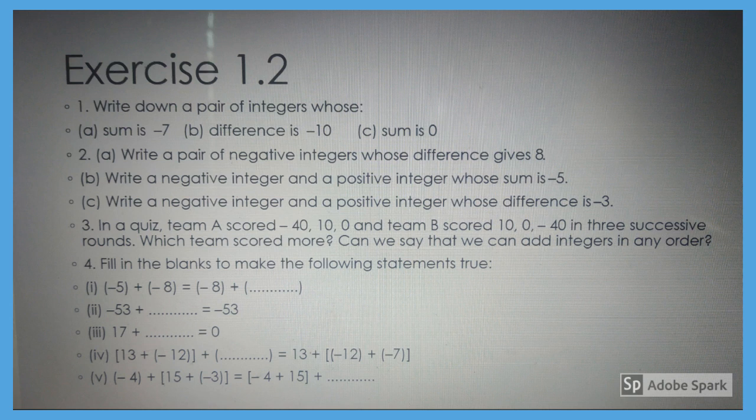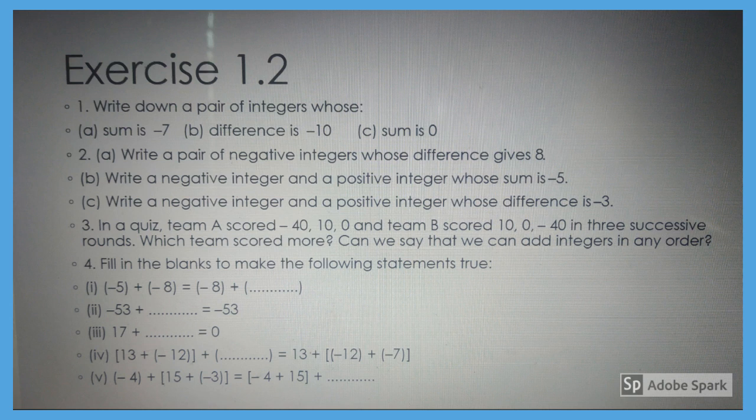The second one, write a pair of negative integers whose difference gives 8. Second one, write a negative integer and a positive integer whose sum is -5. So they're asking us to write a negative and a positive integer whose sum is -5. And C, write a negative integer and a positive integer whose difference is -3. Now they're asking us to write a negative integer and a positive integer whose difference is -3. So these are 1 and 2.